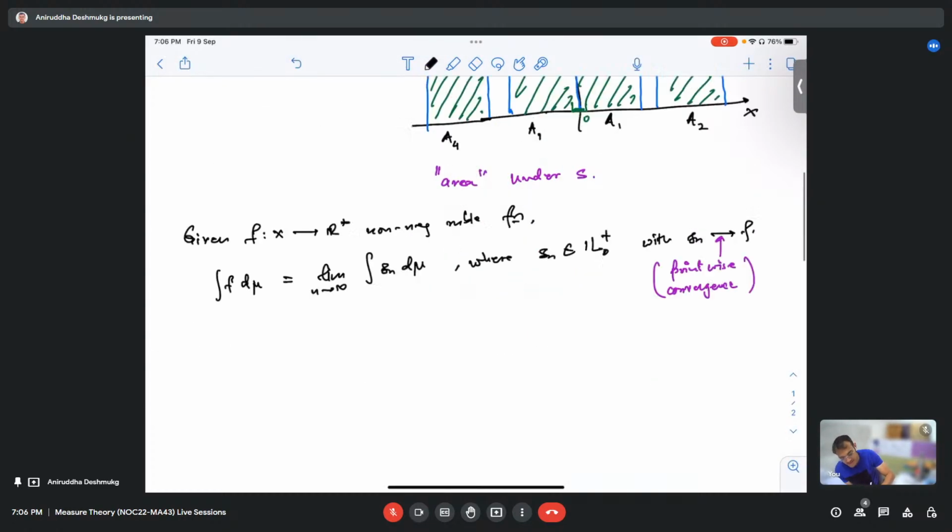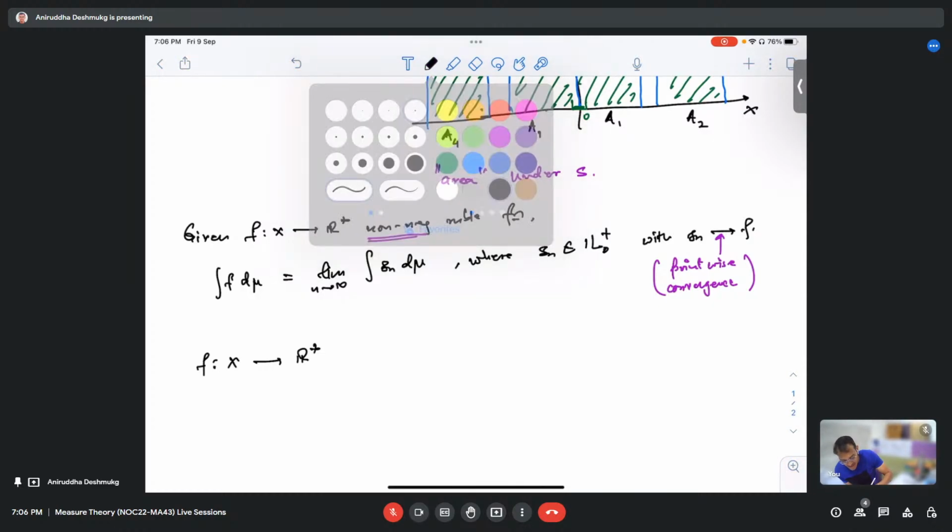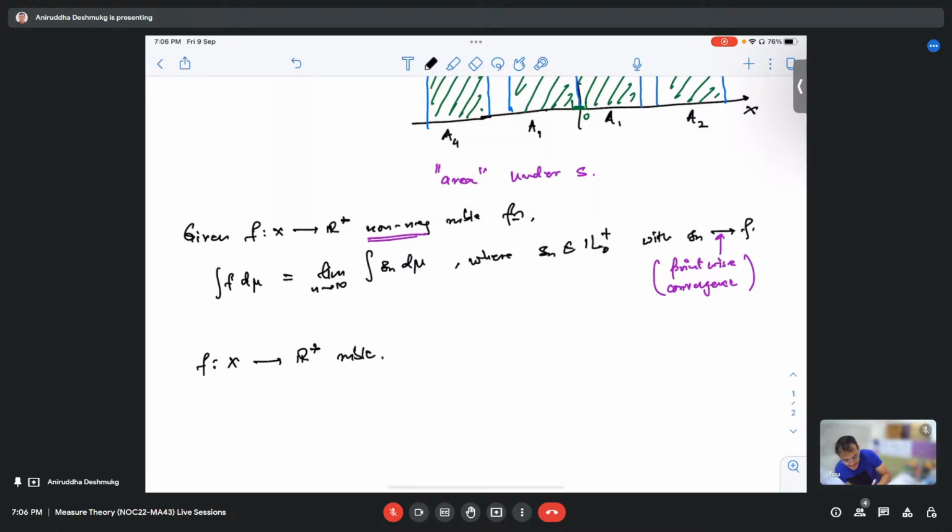And then finally, given any measurable function, so till now we had this assumption that f is non-negative everywhere, we define the integral of f with respect to mu as the integral of f plus with respect to mu minus the integral of f minus with respect to mu.